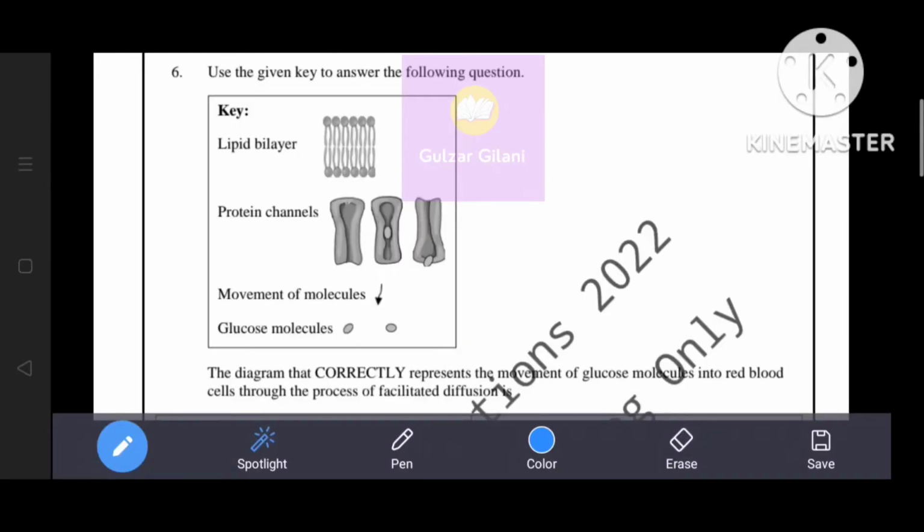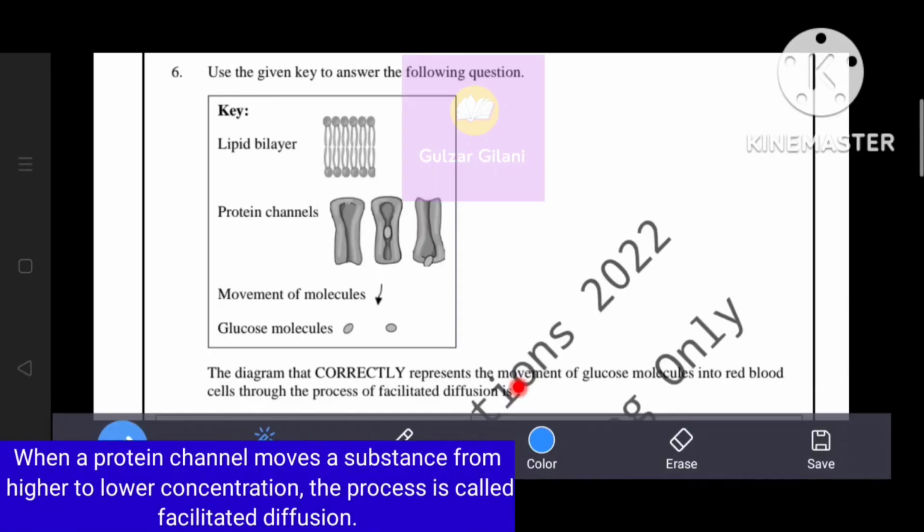Next question. Use the given key to answer the following question. Lipid bilayer, protein channels, movement of molecules, glucose molecules. The diagram that correctly represents the movement of glucose molecules into red blood cells through the process of facilitated diffusion is, as you know, when a protein channel moves a substance from higher to lower concentration, the process is called facilitated diffusion.